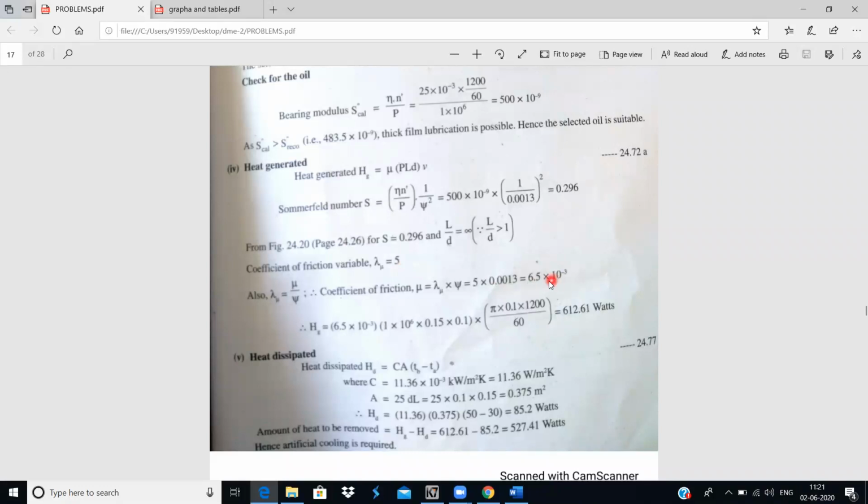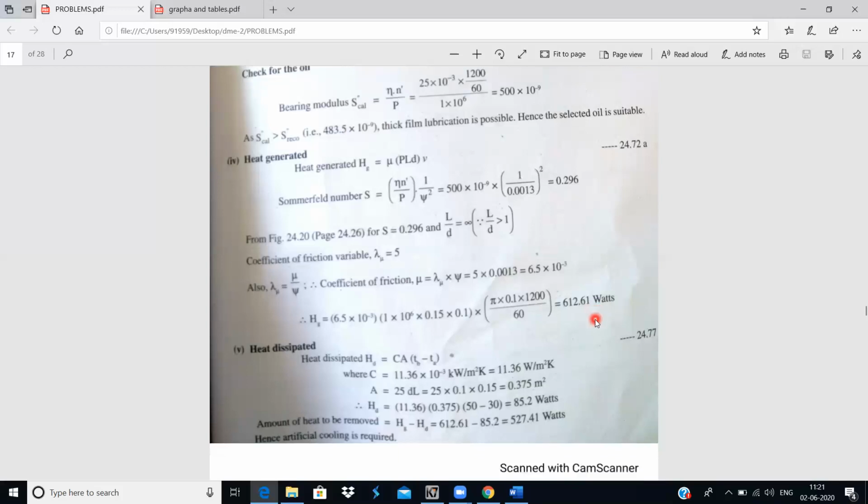And sure, so once you get mu, substitute here, then we will get the value of hg, that is heat generated. Substitute mu, P, L, D, and velocity. Velocity can be calculated by using the formula pi d n divided by 60. Then we will get the hg in the form of watts.